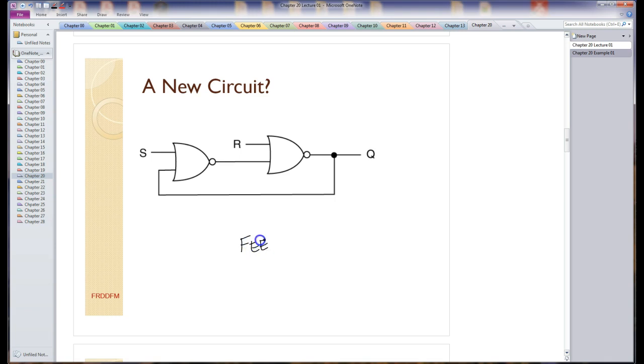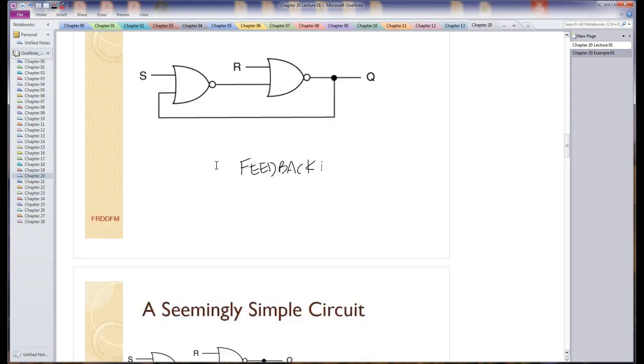This is a really important word, and it comes up multiple times. Remember, it's feedback from the output to the input. It's reusing the output as an input, and this is going to give the circuit some unique qualities that we'll see in a second.